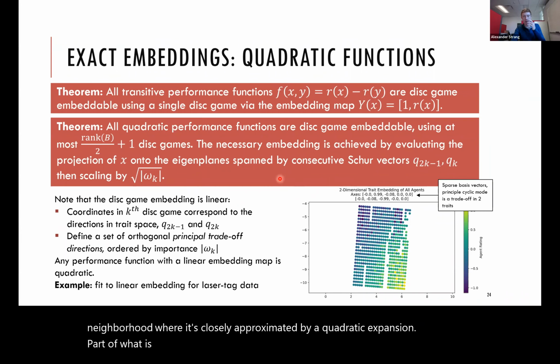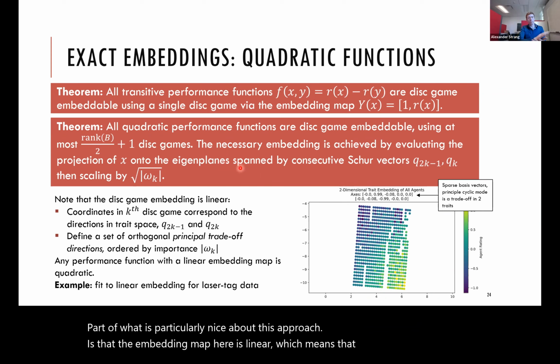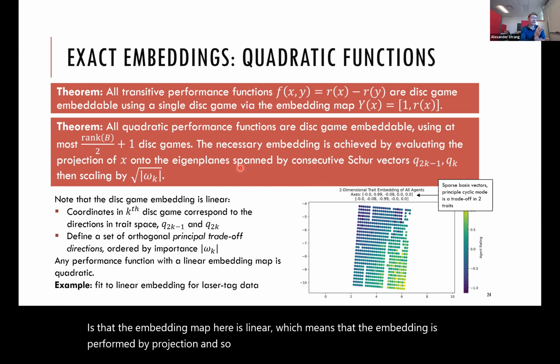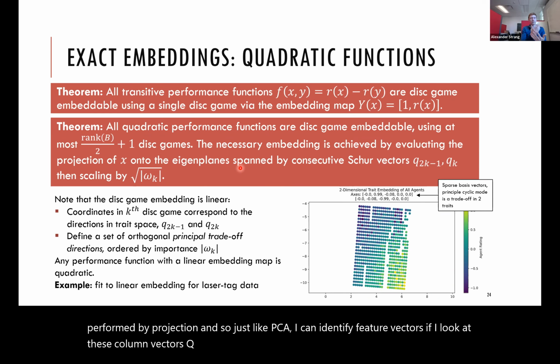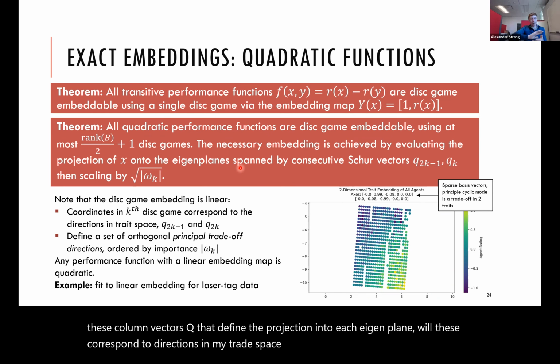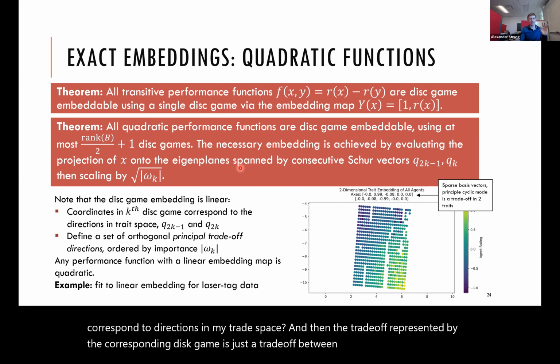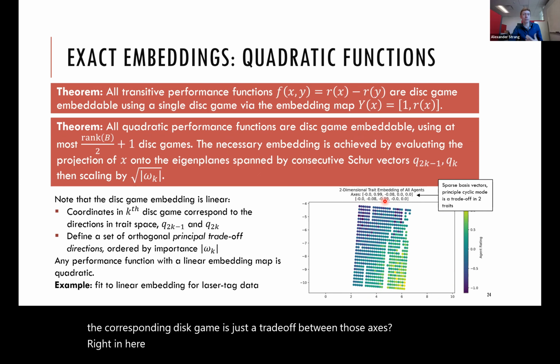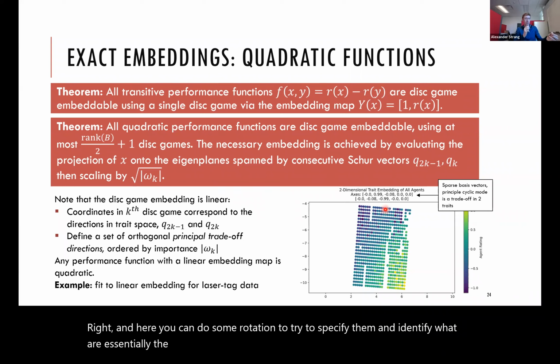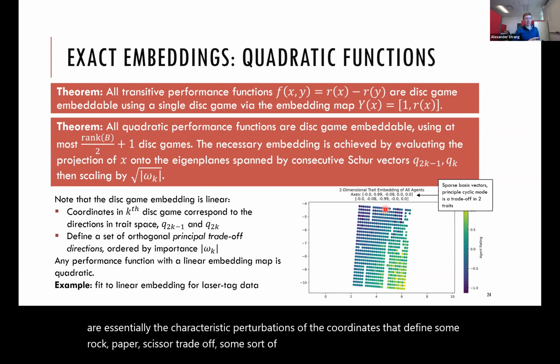Part of what is particularly nice about this approach is that the embedding map here is linear, which means that the embedding is performed by projection. And so just like PCA, I can identify feature vectors. If I look at these column vectors Q that define the projection into each eigenplane, well, these correspond to directions in my trait space. And then the trade-off represented by the corresponding disk game is just a trade-off between those axes, right? And here you can do some rotation to try to sparsify them and identify what are essentially the characteristic perturbations of the coordinates that define some rock, paper, scissors trade-off, some sort of cyclic mode in your game.